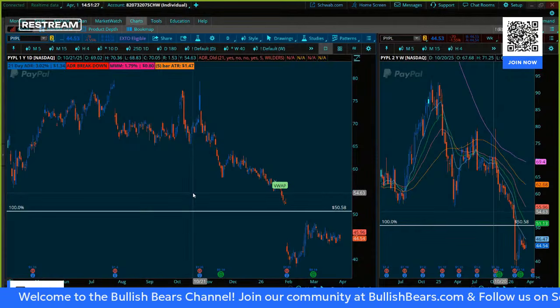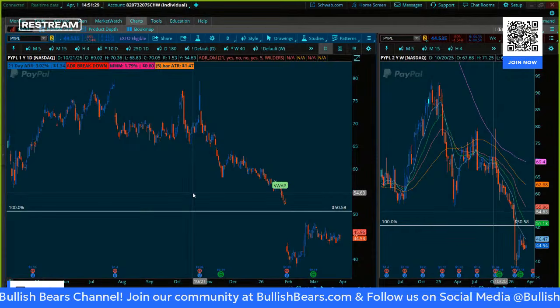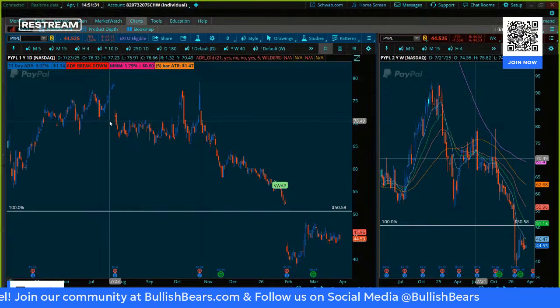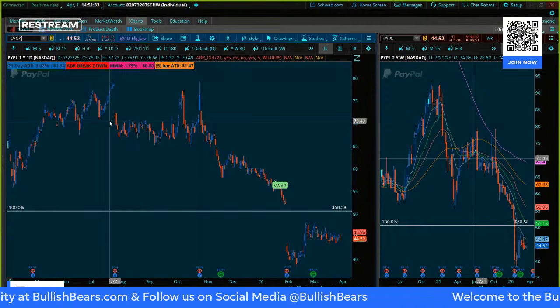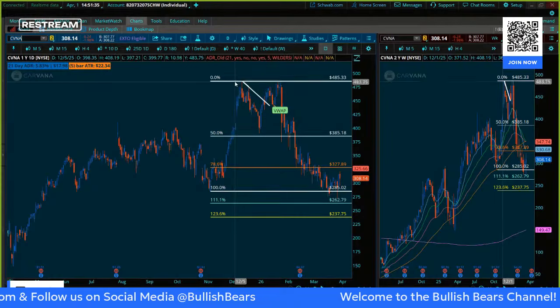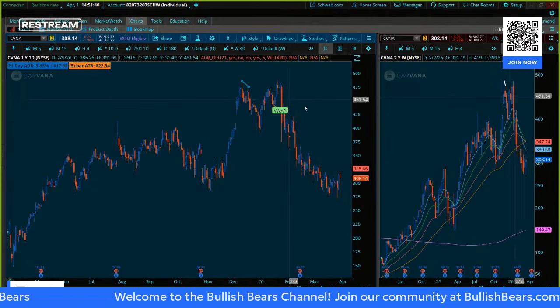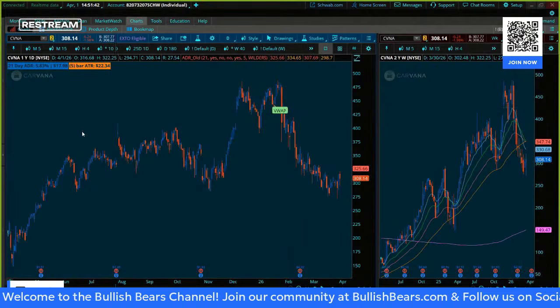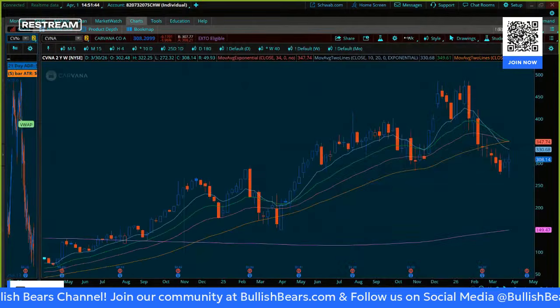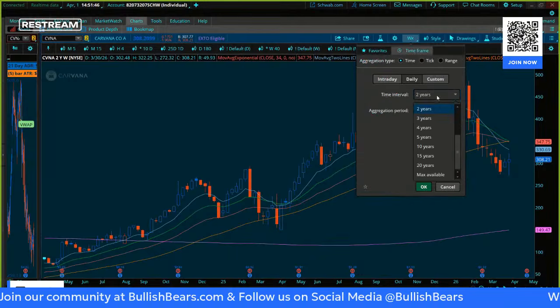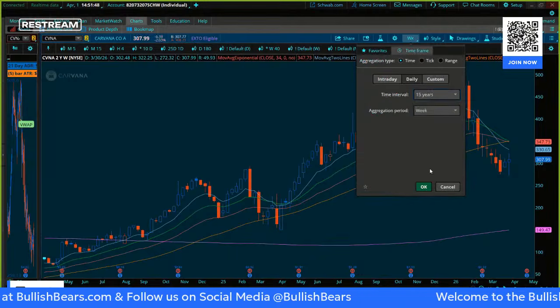Man, PayPal, such a disappointment. You guys remember the Carvana talk that we had? It was this beaten down chart that makes for a really great reversal trade. Let's see if we can demonstrate what that looks like, because I think it was a great example of a chart you guys always want to find.